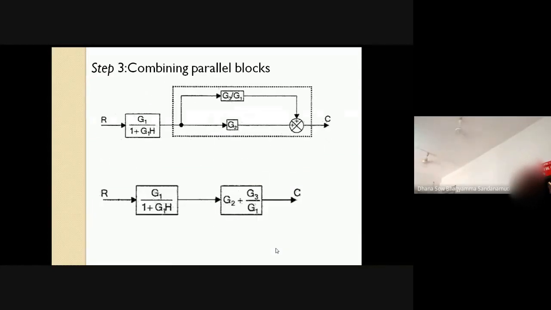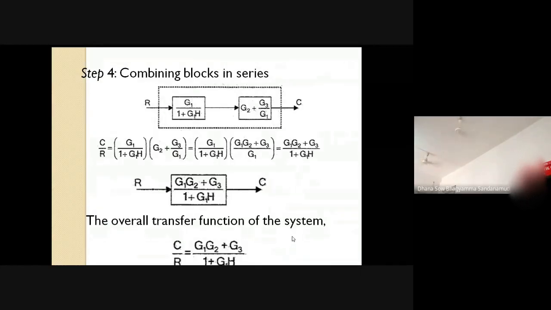Step number 3, you want to copy it down? Do you have any doubt in step number 3? Step number 3, copy it down. Change this slide, okay? Step number 4. Copy it down, Amma.